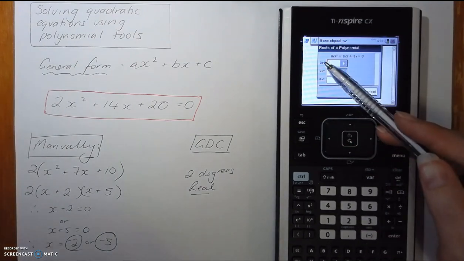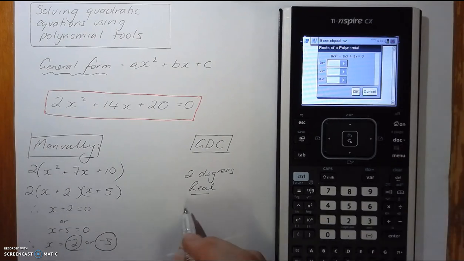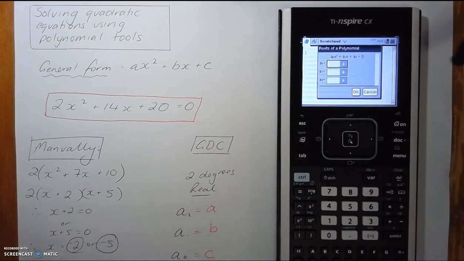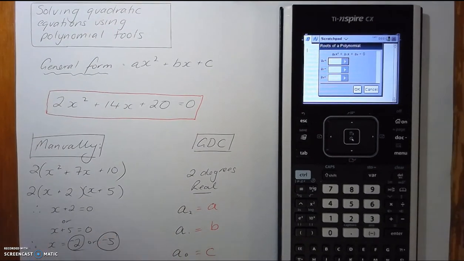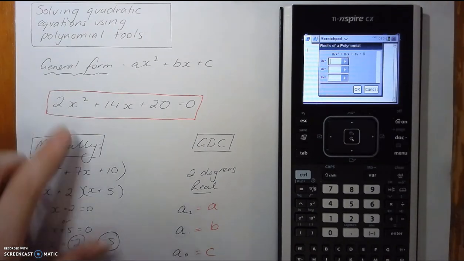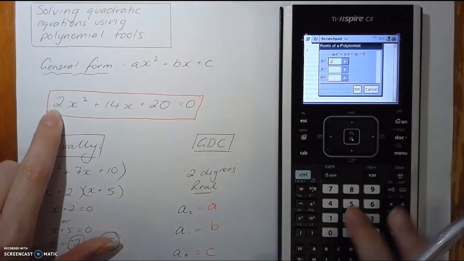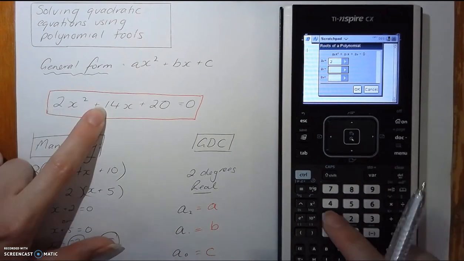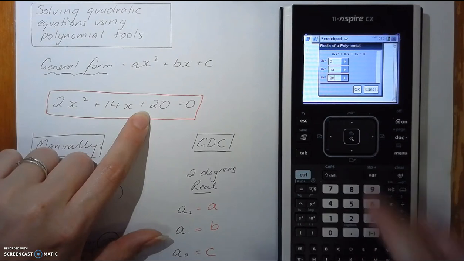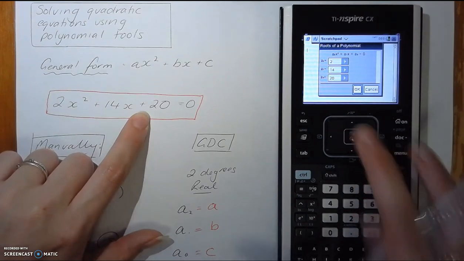All right, now this is going to give us 3 different number choices here, and it's got A2, A1, and A0. Now they are going to correspond with our A value, our B value, and our C value when we do our quadratics in general terms or in general form. So we need to put those numbers in here. Now we started here with 2, so we'll put 2 in, scroll down, put 14 in, scroll down, and we'll put 20 in. And then scroll all the way down to OK and press OK.